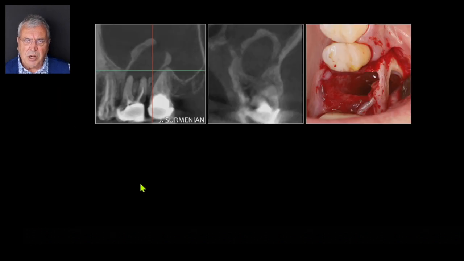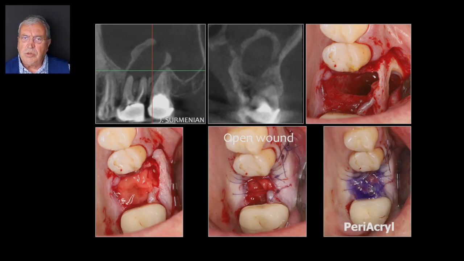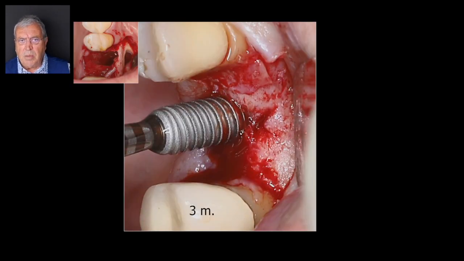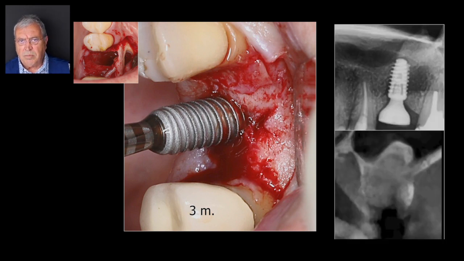When we have infection in the posterior site, of course we will not put any bone graft. We will use only PRF, and we will use the open wound technique. Then 3 months later, we can place the implants because we fill the whole site with bone.